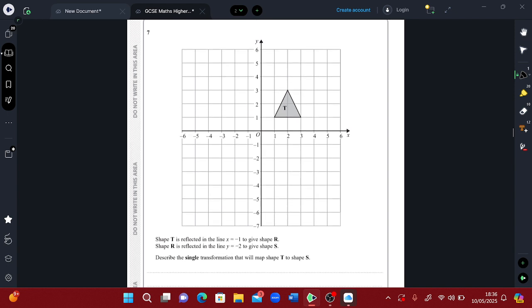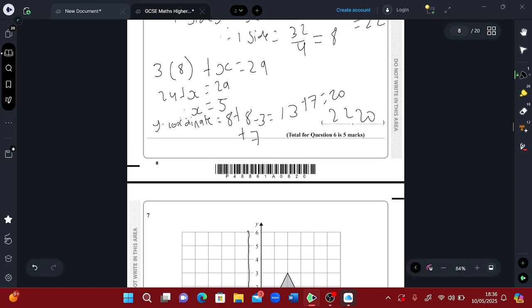Okay. Question 7. Shape T is reflected in x = -1, so it's a good idea, I reckon, to draw these lines. You can tell I've not done this in ages. I've not done maths in years.